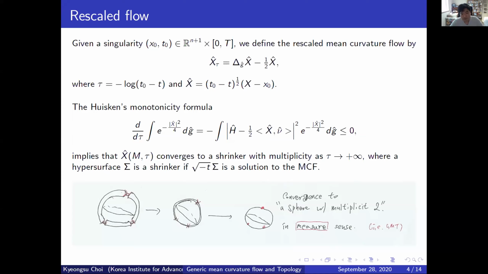converges to some solutions that satisfy phi equals 0, this equation. And we call that kind of solution a shrinker. And what is a shrinker again? If sigma is a shrinker, then if I multiply by the function root tau times sigma, then that is a solution to the mean curvature flow, which means this is a self-similarly shrinking solution. So we call this a shrinker. And then this one would converge to a shrinker.